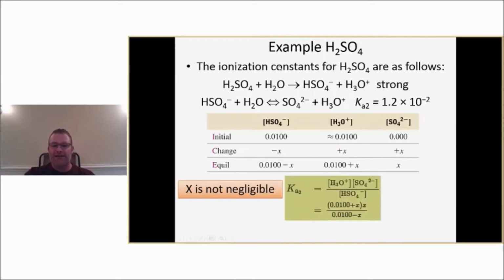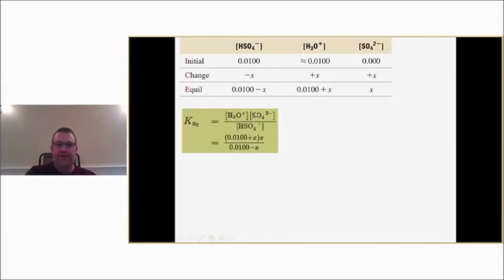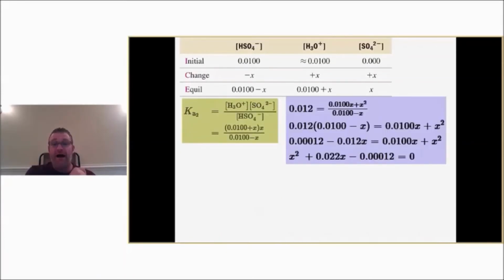We have to set up the Ka2 and have plus X and minus X, and we can't cancel these X's out. So now we have to do a little algebra and get to our quadratic equation, which you can see solved right here. Then we know that X right here is 0.0045.